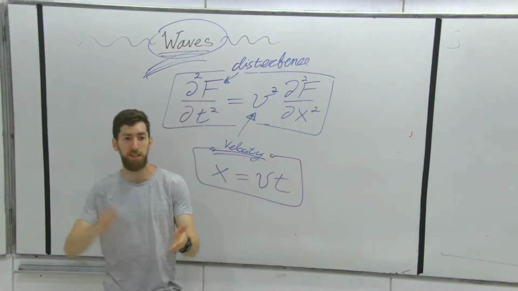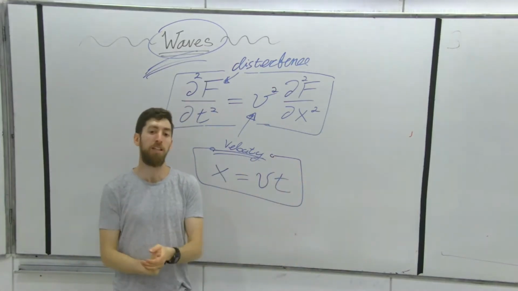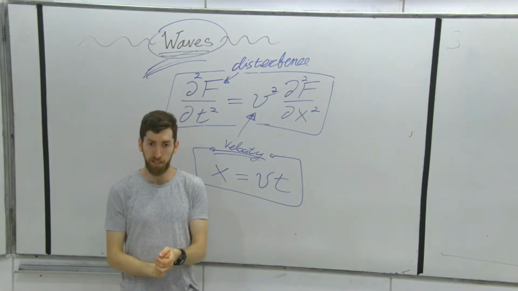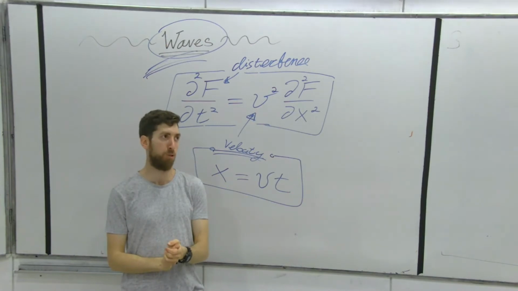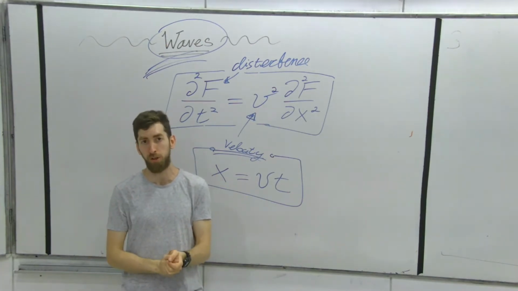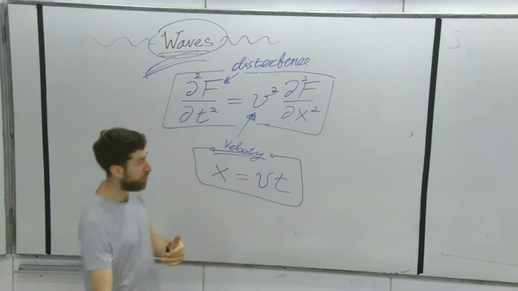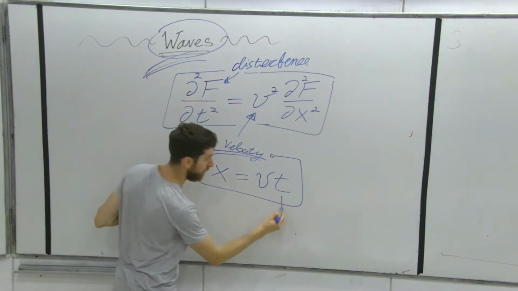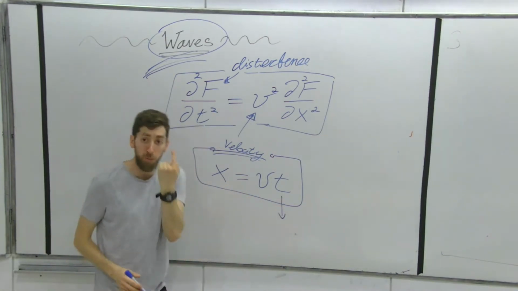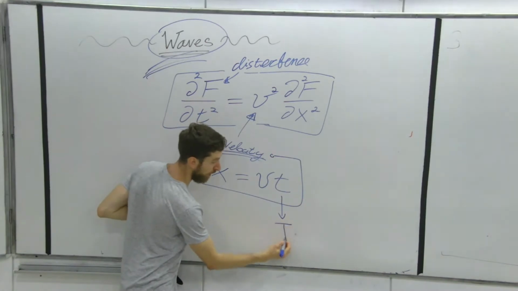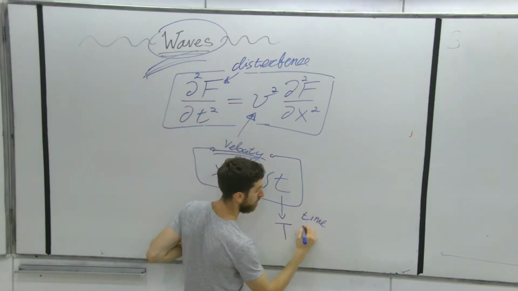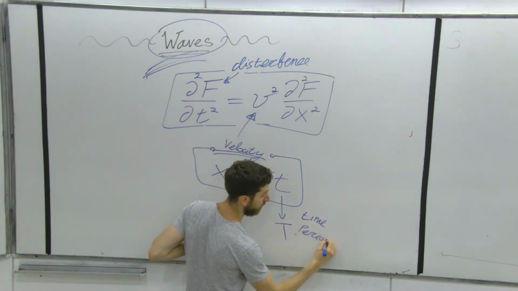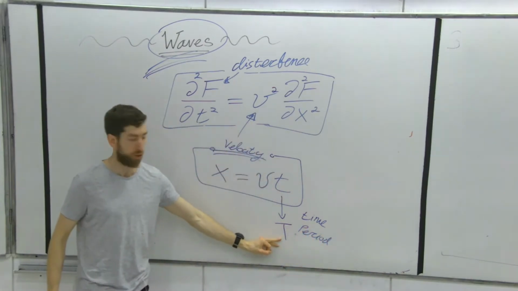But if I do that repeatedly, I can count how much time I'm taking between each one. 1, 2, 3, 4, 1, 2, 3, 4. So this can be described: if I want to talk about only one period, I can talk about capital T, which is the time period, right? How much time I'm taking between each oscillation.